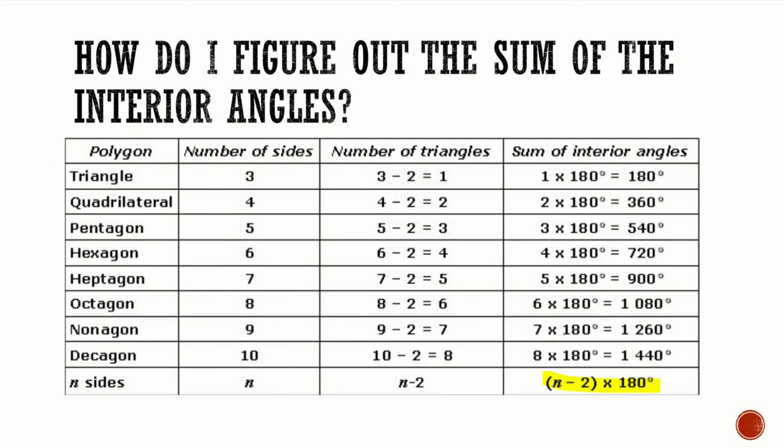So in general, how do I figure out the sum of the interior angles of any polygon? Basically what you have to do is use this formula right here. You take the number of sides n, you subtract 2, because that's how many triangles there are inside the shape, and then you multiply it times 180. That's how to find the sum of the interior angles of a polygon. So for example, if you had an octagon, that's 8 sides, right? So 8 minus 2 is 6, and 6 times 180 is 1080.